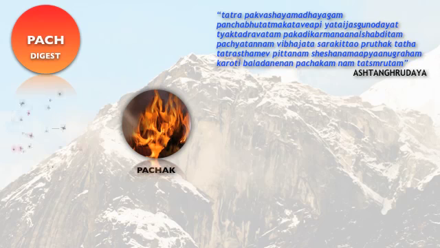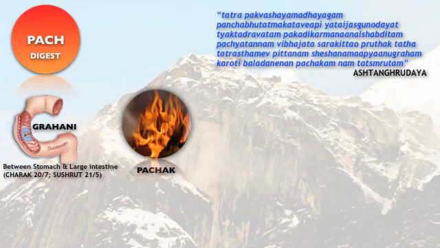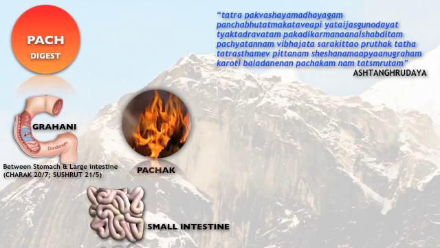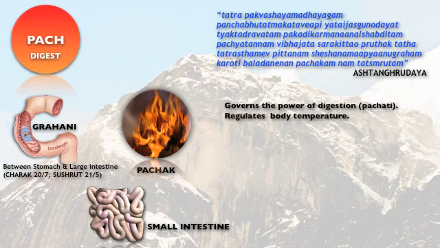It is located in the small intestine. It governs the power of digestion. From it comes the bile salts and acids that digest our food. In addition, it governs the regulation of body temperature and helps maintain the power of circulation. When impaired, we suffer from indigestion. This consists of hyperacidity and ulcers when it is high. When it is low, we have poor absorption, lack of bodily heat, and low Agni or digestive fire.